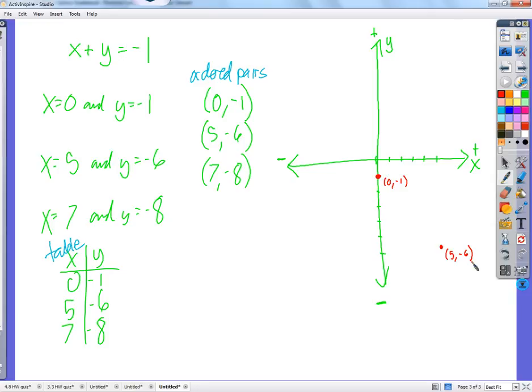If you would, I'm just going to walk around and see. I want you to graph 7, negative 8. Okay, so if you want to graph 7, negative 8, x is 7, so it's 5, 6, 7. And when x is 7, then y is negative 8.